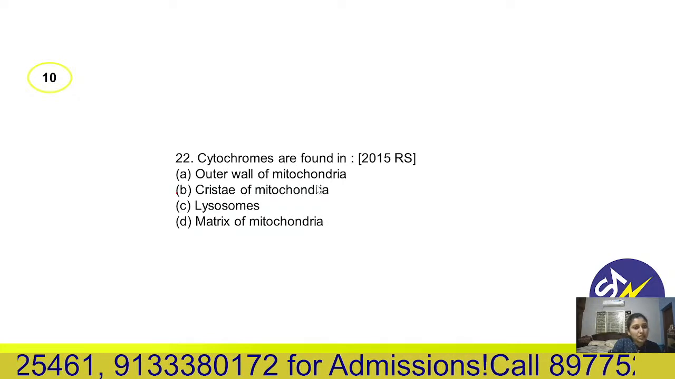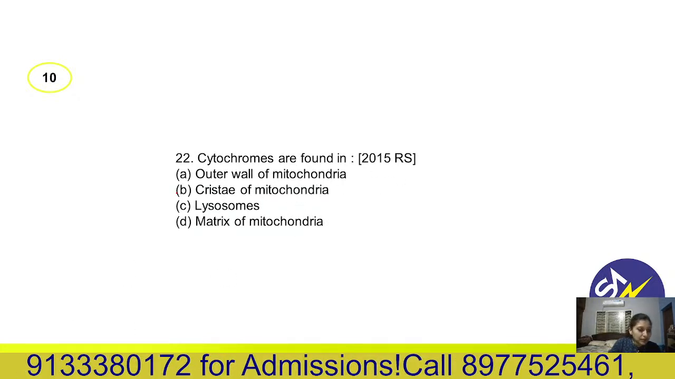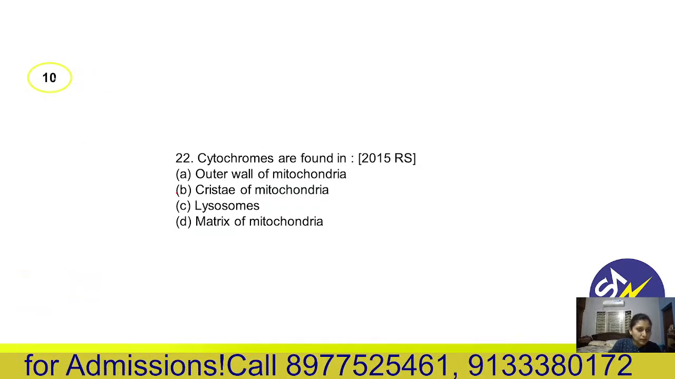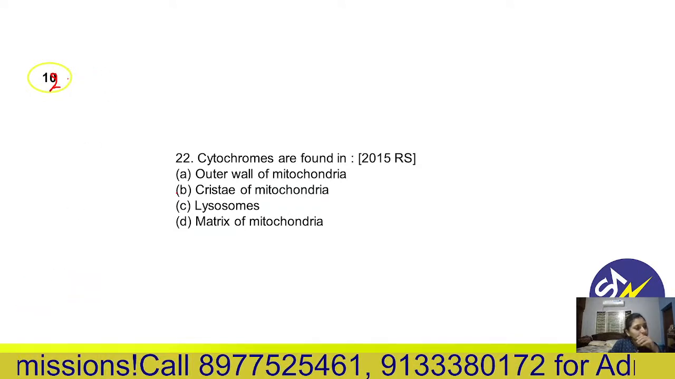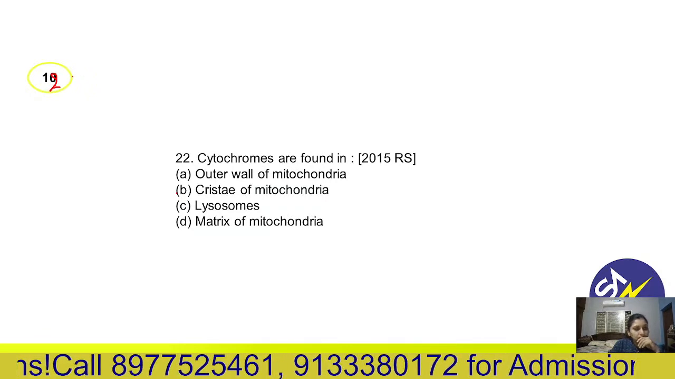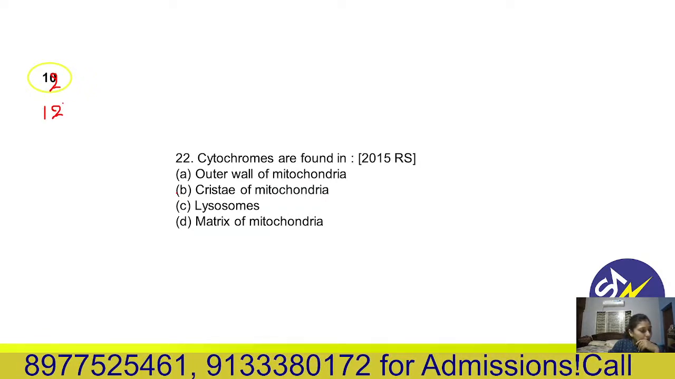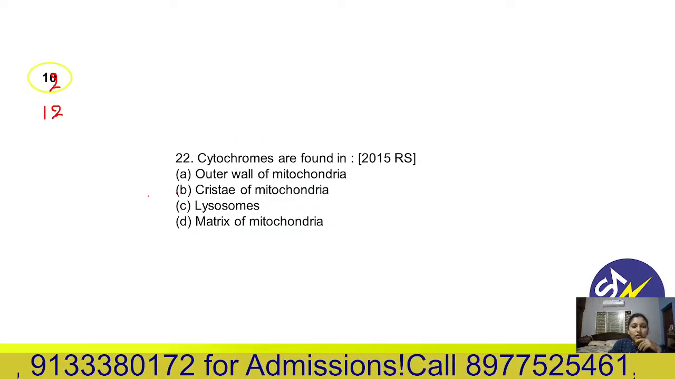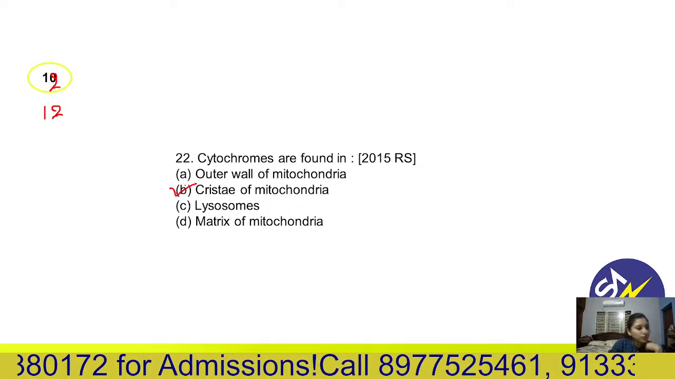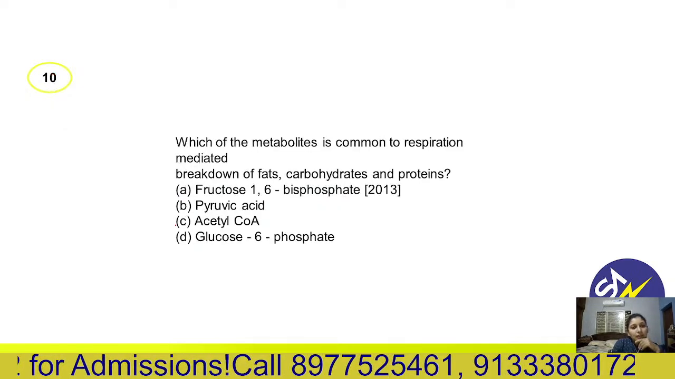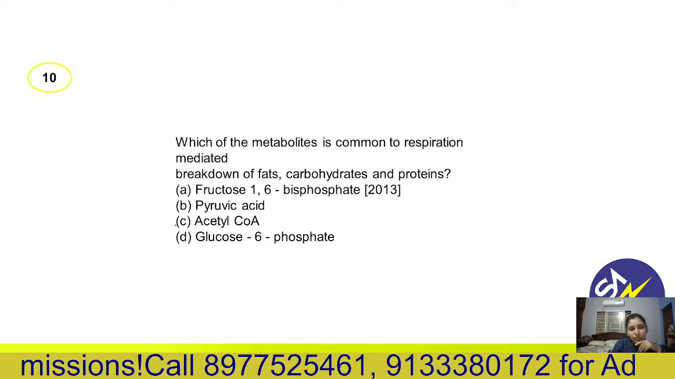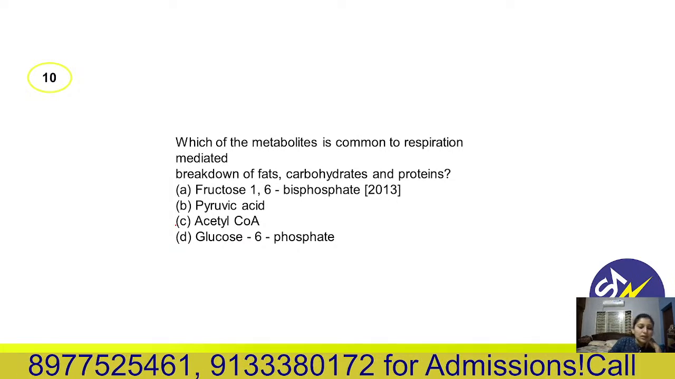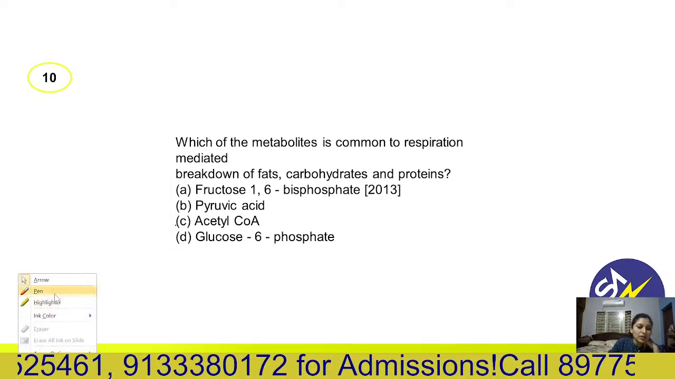Yes, the next question is on cytochromes. This can be the 12th question. So cytochromes are found in the inner mitochondrial membrane, that means the cristae of mitochondria. Then, which of the metabolites is common to respiration-mediated breakdown of fats, carbohydrates and proteins? So the common intermediate in all these pathways.